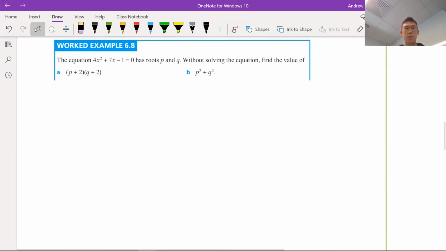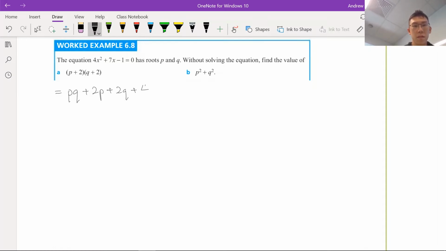So let's try this one. P plus 2, Q plus 2. Now we know that they're the roots of this quadratic, right? Okay, without solving them, this is how we can use those rules to apply them. So, first thing we need to do with this one is expand. Okay, does that make sense?